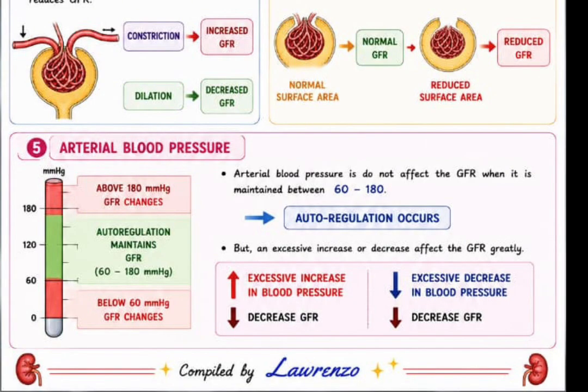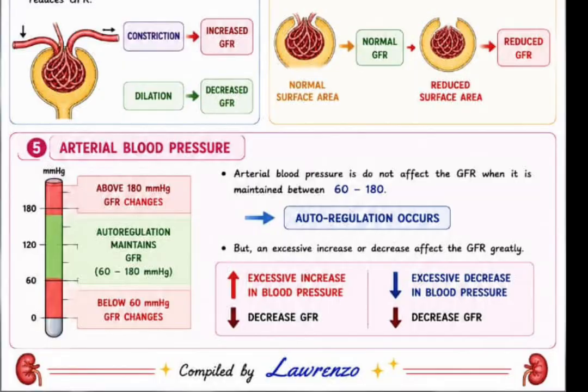So increasing blood pressure, decreasing GFR; reducing blood pressure, increasing GFR. Are you getting it now? The blood pressure of the kidney can always be regulated between 60 and 180. Within that range, the kidney can regulate its blood pressure, but below or above it, it cannot, and it will cause issues in your GFR. It will cause issues in how the kidney filters and how it reabsorbs blood.